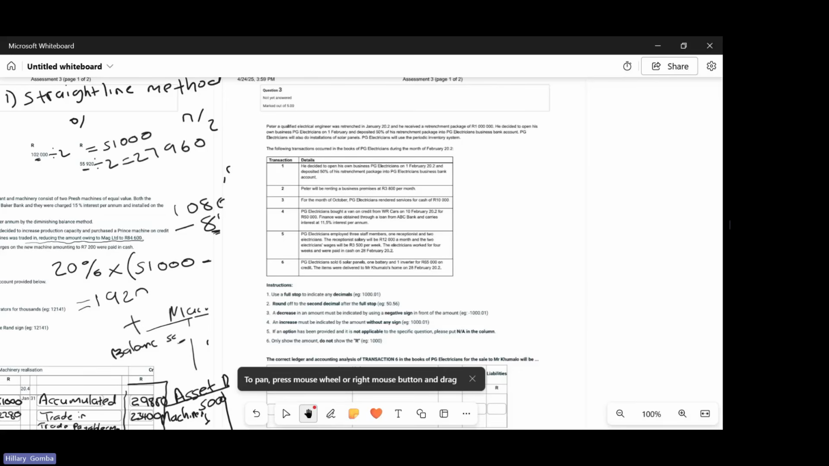And then we went on to do the asset realization, whereby we sell an asset and we need to figure out, did we make a profit from selling this asset or did we make a loss? And by doing so, we need to remove the cost price of that asset from the asset account and move it to the asset realization account, and also remove the accumulated depreciation of that asset from the accumulated depreciation to the asset realization.